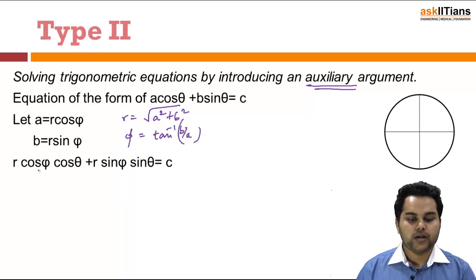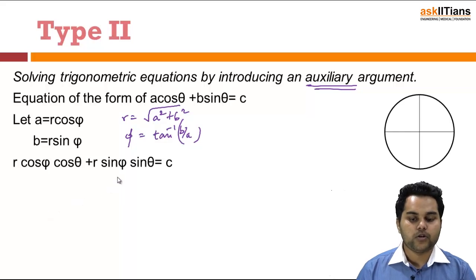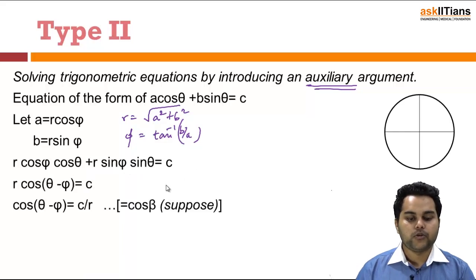So the equation would become r cos phi cos theta plus r sin phi sin theta is equal to c. If r is taken common from the left hand side, that would become cos phi cos theta plus sin phi sin theta, which is of the form cos of theta minus phi, which would be equal to c. And cos of theta minus phi would be equal to c over r, which can be assumed.